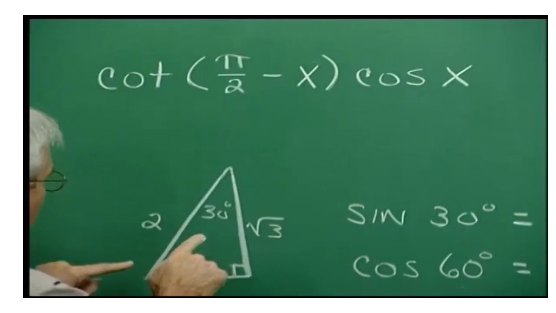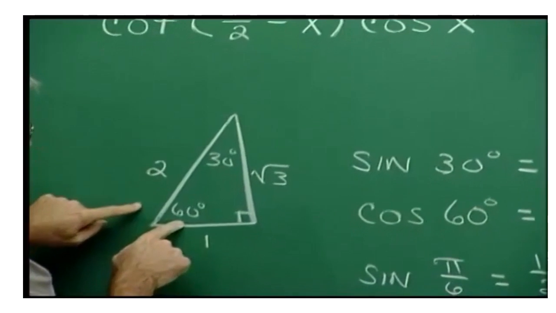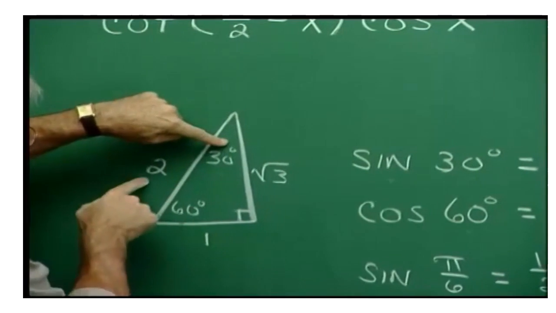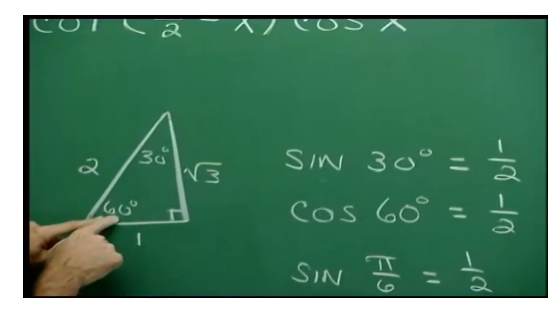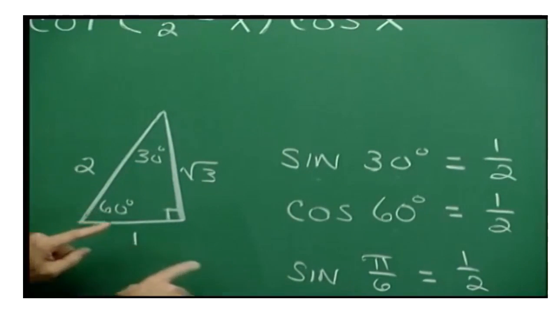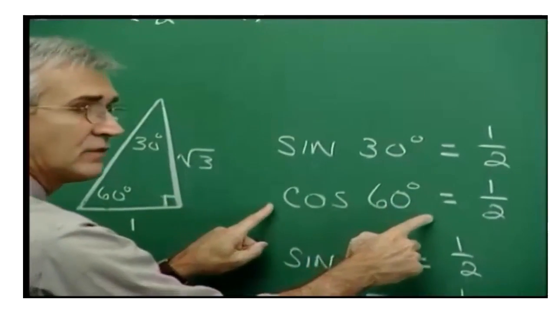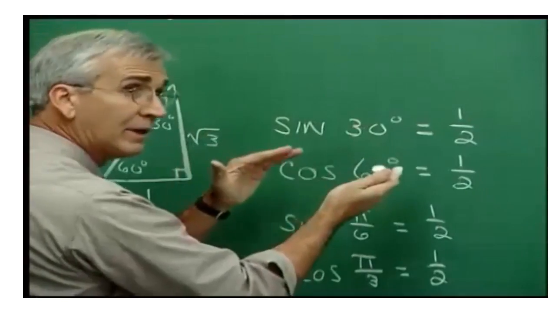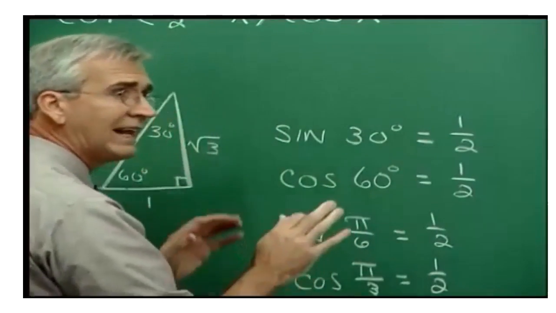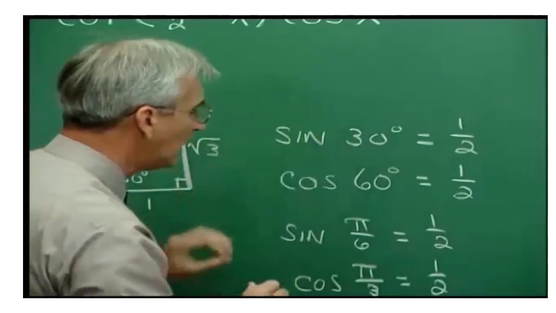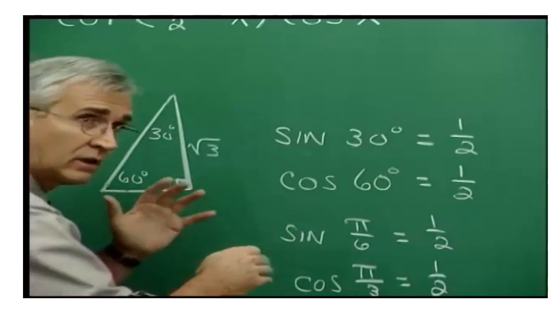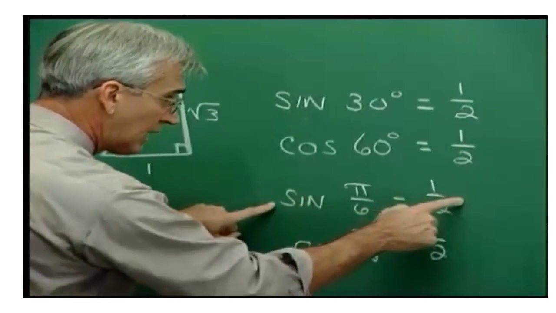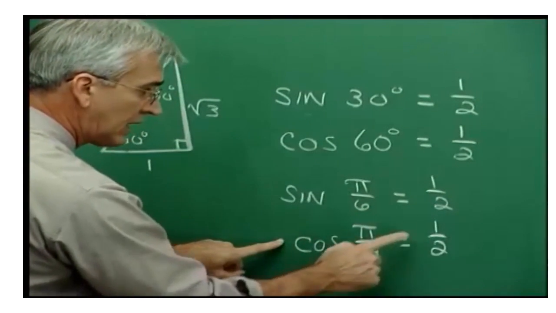That is, if we have this 30-60 degree right triangle, we know that the sine of 30 degrees, opposite over hypotenuse, is 1/2. The cosine of 60 is also 1/2. So the sine of 30 is equal to the cosine of 60, and we said that the cofunctions of complements are equal to one another. That's a way of saying what's going on right here. And in the radian world, the sine of pi over 6 is 1/2, and the cosine of pi over 3 is 1/2.